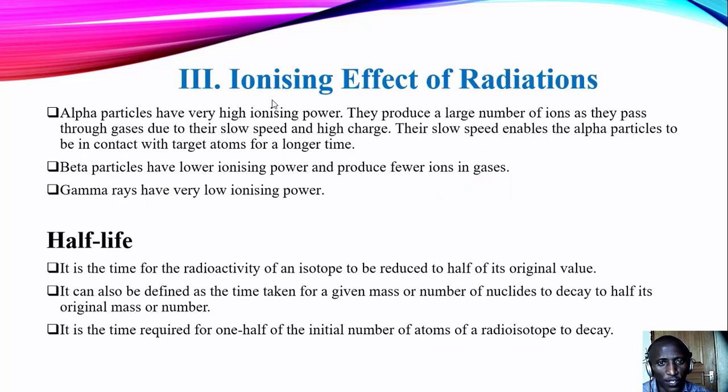Factor number 3 is the ionizing effect of radiations. Alpha particles have very high ionizing power. They produce a large number of ions as they pass through gases due to their low speed and high charge. Their slow speed enables alpha particles to be in contact with the target atoms for a longer time. Beta particles have a low ionizing power and produce fewer ions in gases. Gamma rays have very low ionizing power.